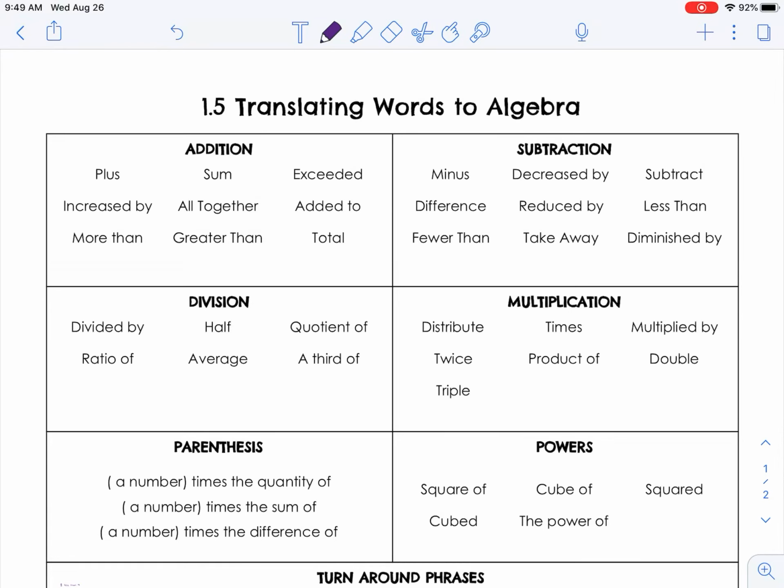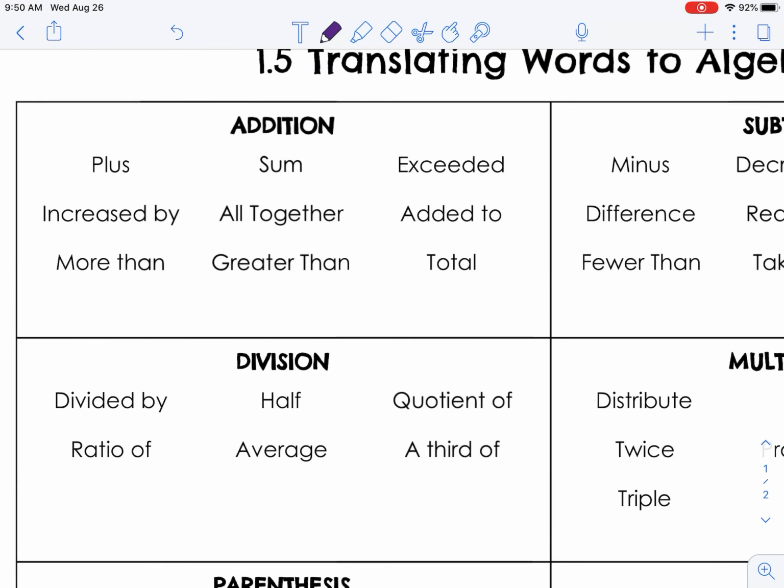Hey guys, this is 1.5 and we're going to be working on translating words to algebra. So this is going to be very important that we're able to recognize certain words that'll give us clues as to how to set up our equations when we're solving word problems. So a lot of these words you've seen before, so if we look at addition, we've got words like plus and sum, but then there's some that are less familiar, like exceeded, which means we go above a number, or increase by. All those are addition words, meaning we're going to use a plus sign.